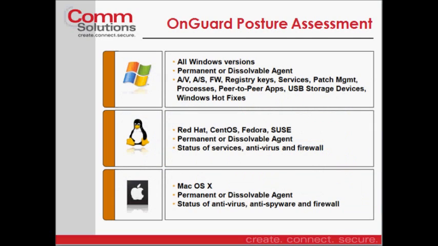The OnGuard module allows us to do posture assessment and health checks on those devices before they gain access to our network. There are both permanent and dissolvable agents for Windows, Linux, and Mac OS. For example, on the Windows side, we can look for antivirus, anti-spyware, Windows firewall or firewall services, look for particular registry keys, running services and processes, look for particular Windows hotfixes, and we can allow or disallow access based on the existence of those features.